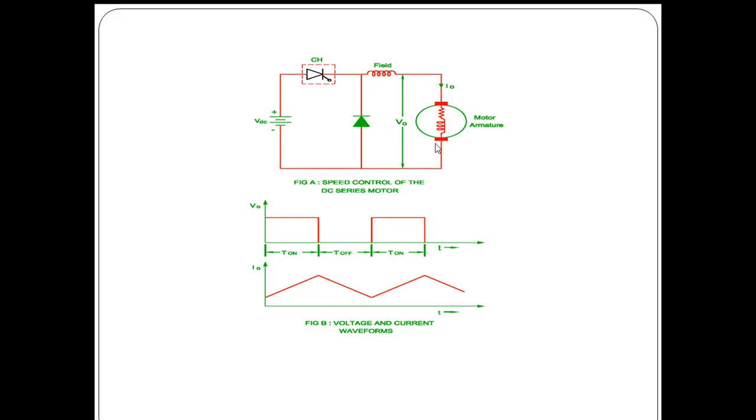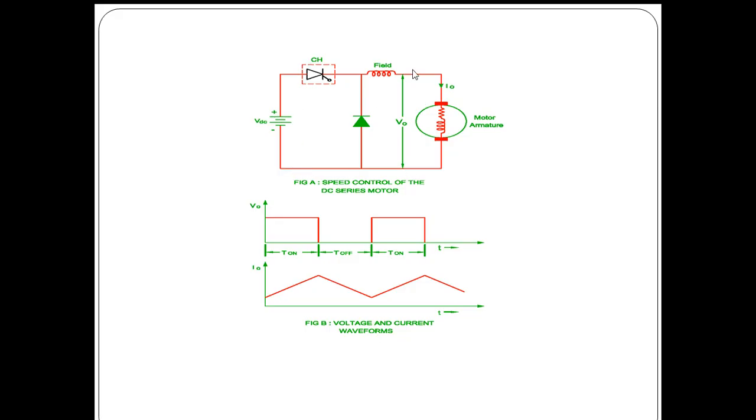This motor will be supplied from a DC source through a chopper, and this entire unit is the series motor. Across this series motor, we have connected a freewheeling diode, and now we are going to see the operation. Whenever the chopper is on, the supply will be applied across the armature and the series field of the motor, and the current will be flowing through the chopper.